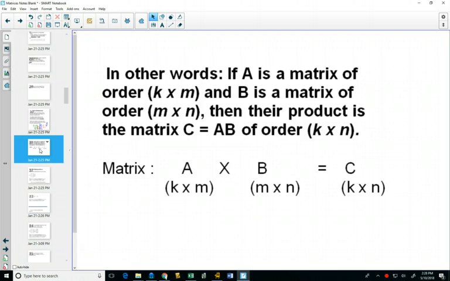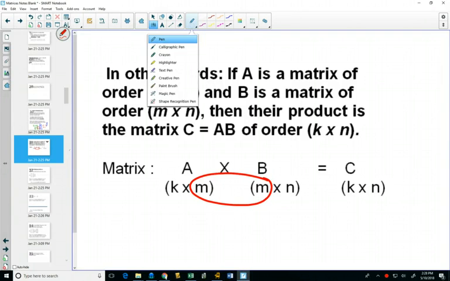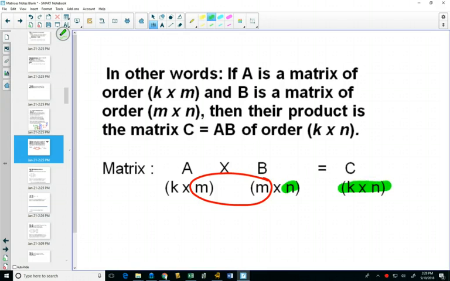So in other words, if A is a matrix of order k times m, and B is a matrix of m times n, these numbers in the middle are the same, so then it's possible, and then the size of your matrix that's the answer has to do with these outer numbers right there. So those middle numbers being the same is what makes them compatible in order to be multiplied. Anytime those middle numbers of the orders are not the same, you won't be able to multiply them.